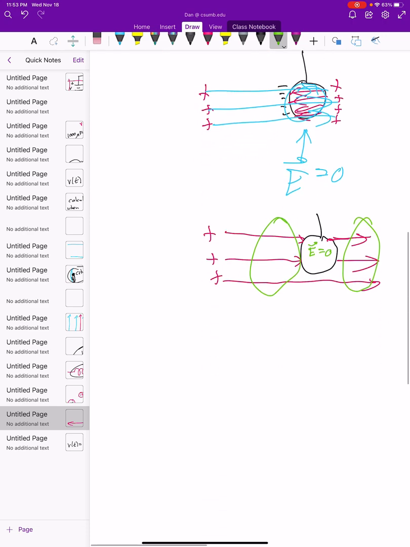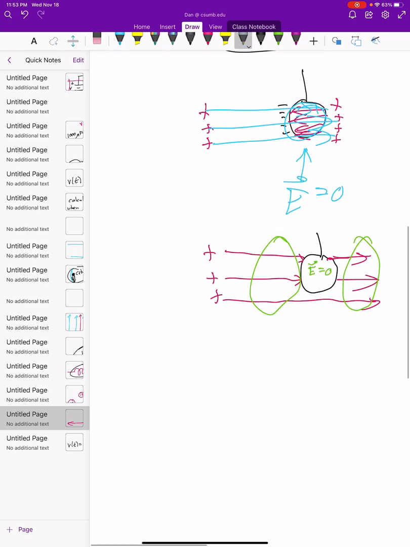Why is this important? Well, imagine this. Imagine that here's your conductor. Imagine it gets struck by lightning. What's going to happen? Well, the lightning is basically a lot of charges that are trying to go somewhere, and they end up on the conductor. Of course, it can be really dangerous. You don't want to get struck by lightning. But if you were inside this conductor, you'd actually be safe.